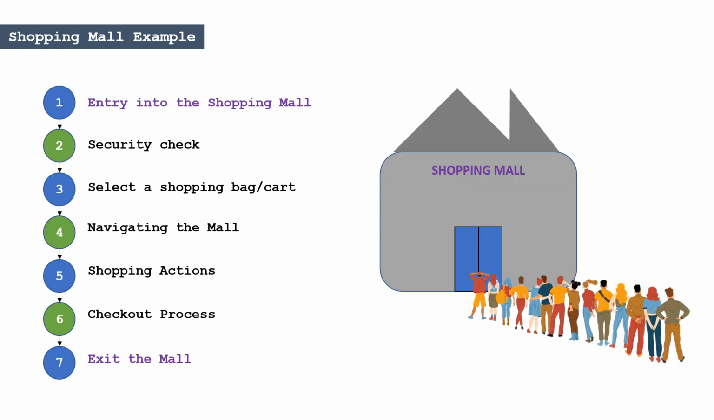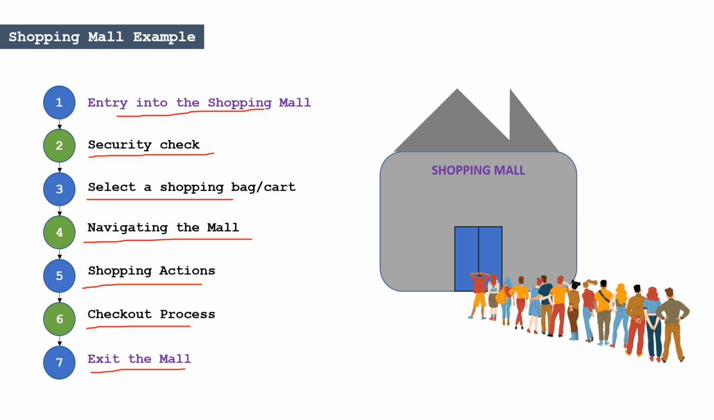Just to understand what basic programming is, we will take one simple example of a shopping mall. If you go to any shopping mall, you can see there are a number of processes. The activities which you usually carry out in a shopping mall include entry into the shopping mall, followed by a security check, followed by selecting a shopping bag or cart depending on your need. Then you navigate through the mall, then you do shopping from a particular store, then you check out and then exit the mall. This is the general process which you follow in the shopping mall.